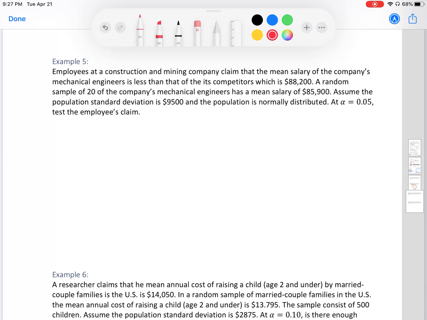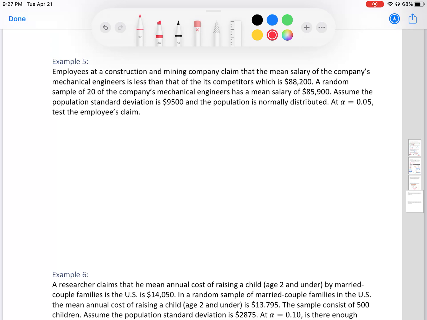Example 5. Employees at a construction and mining company claim that the mean salary of a company's mechanical engineers is less than that of its competitors, which is 88,200. A random sample of 20 of the company's mechanical engineers has a mean salary of 85,900. Assume that the population standard deviation is 9,500 and the population is normally distributed at alpha equals 0.05. Test the employee's claim.